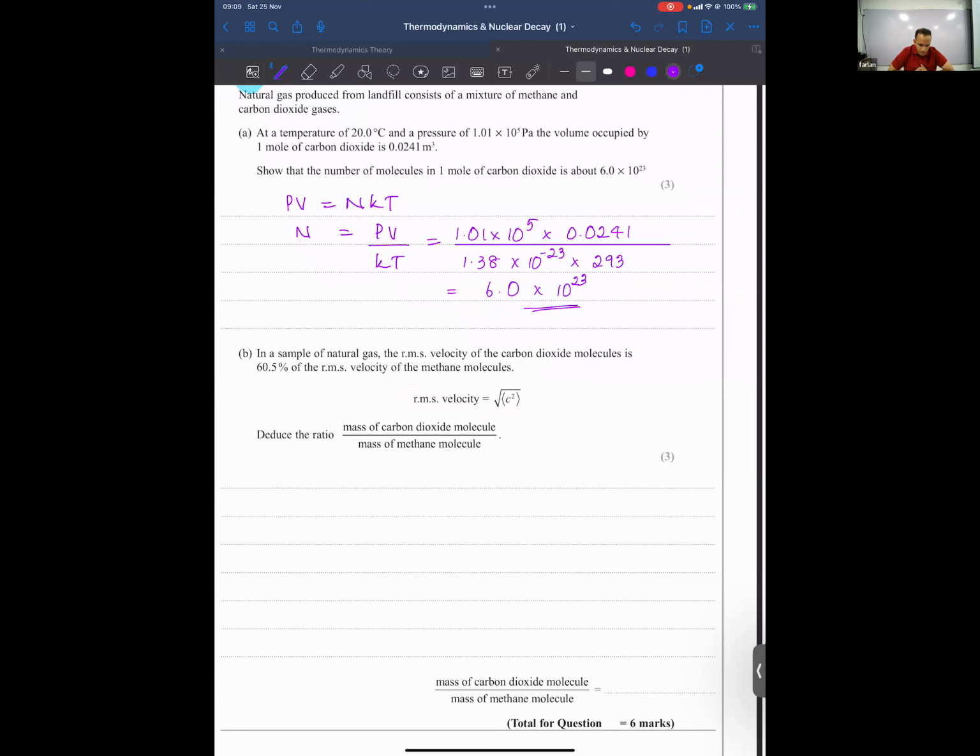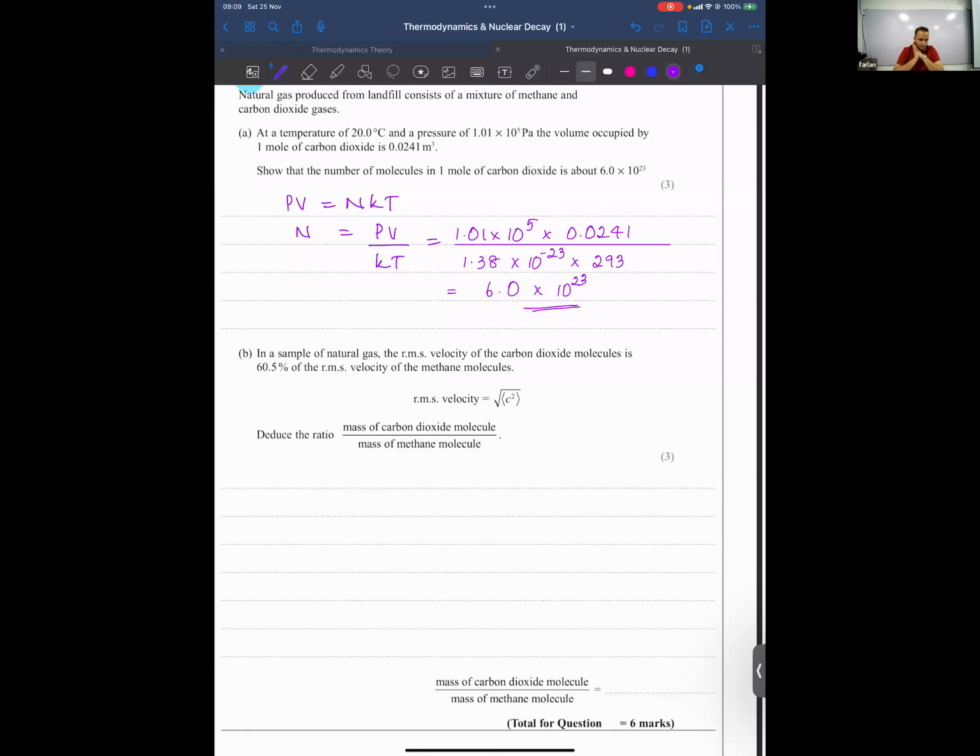In a sample of natural gas, the RMS velocity of carbon dioxide molecules is 60.5% of the RMS velocity of the methane molecules. Now, what's the full form of RMS? Root mean square. RMS is root mean square. Okay.